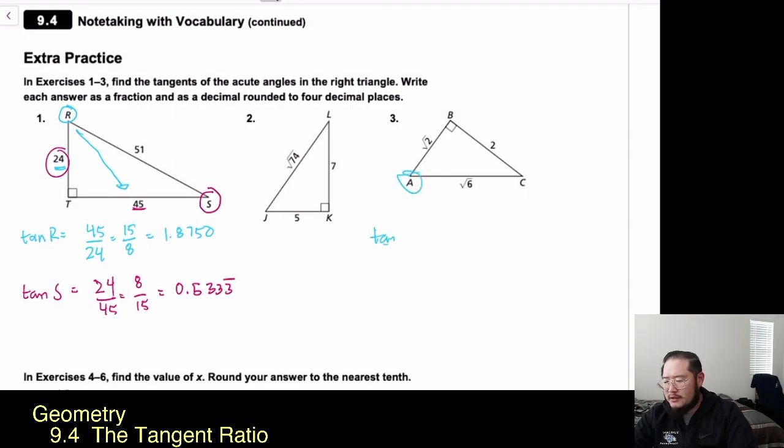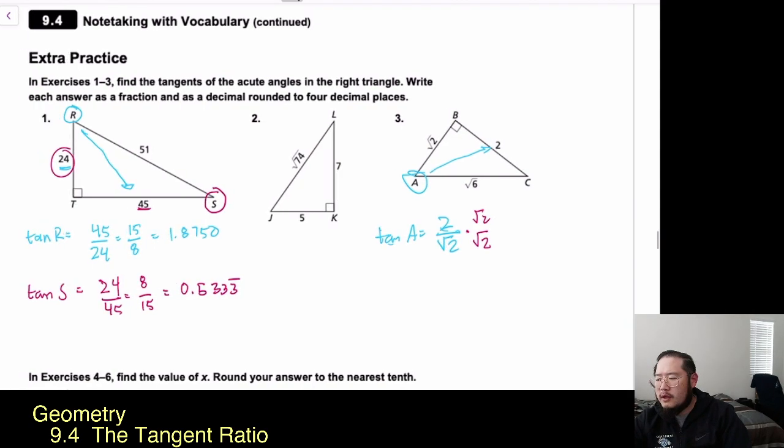is equal to opposite, which is 2, adjacent, which is rad 2. Now, this next part is important because when we leave something as a fraction, we never want to have radicals in the denominator. So what I'm going to do is multiply top and bottom by the square root of 2. And why is that? That's so we can get rid of the radical in the denominator. We have a name for this. We call this rationalizing the denominator.